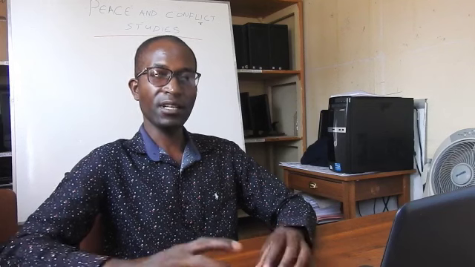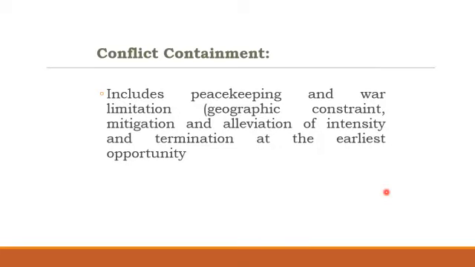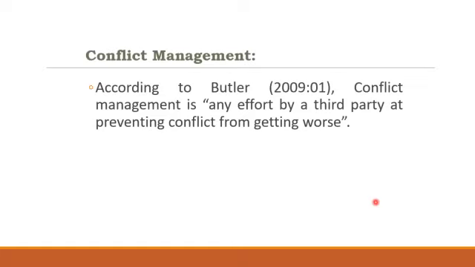Then we have conflict containment. That is trying to arrest a conflict from escalating further or trying to arrest the conflict from causing much damage. From the word containment, contain, just trying to contain the conflict such that it doesn't escalate further or it doesn't cause more damage or harm.